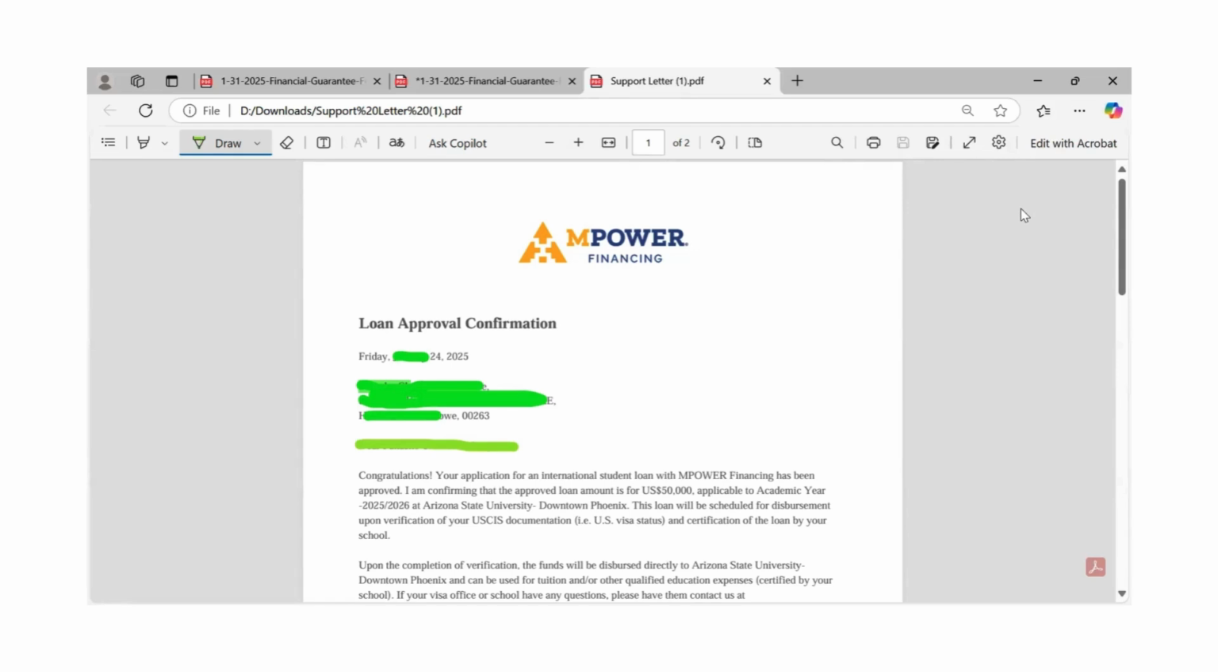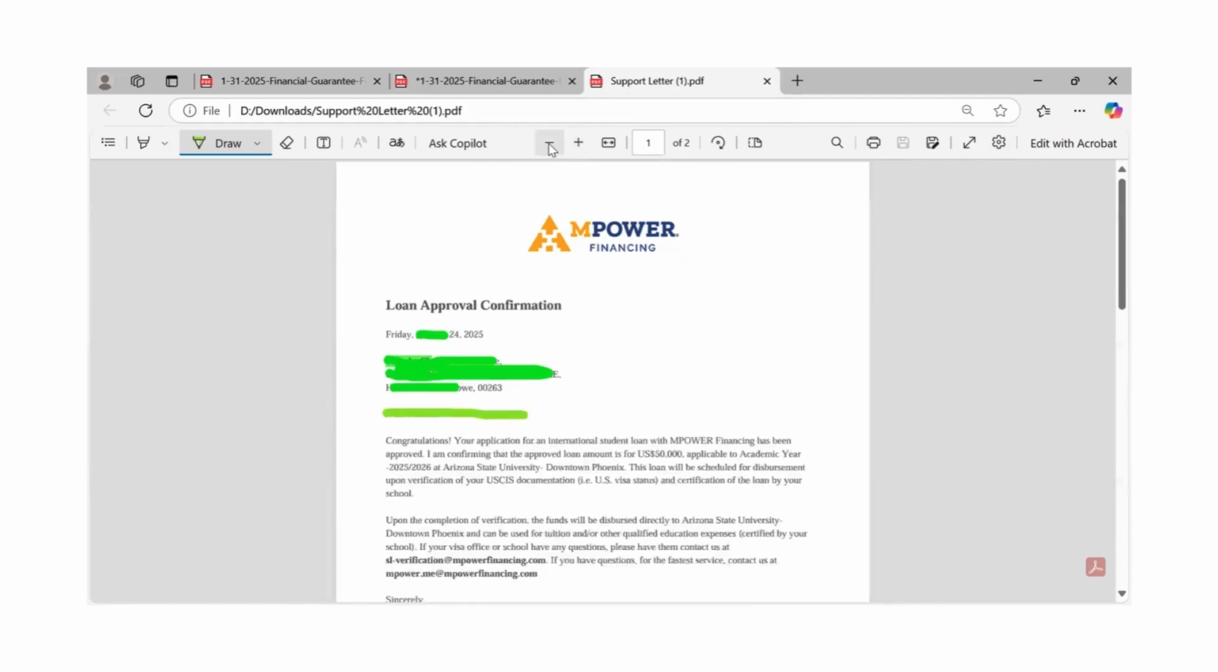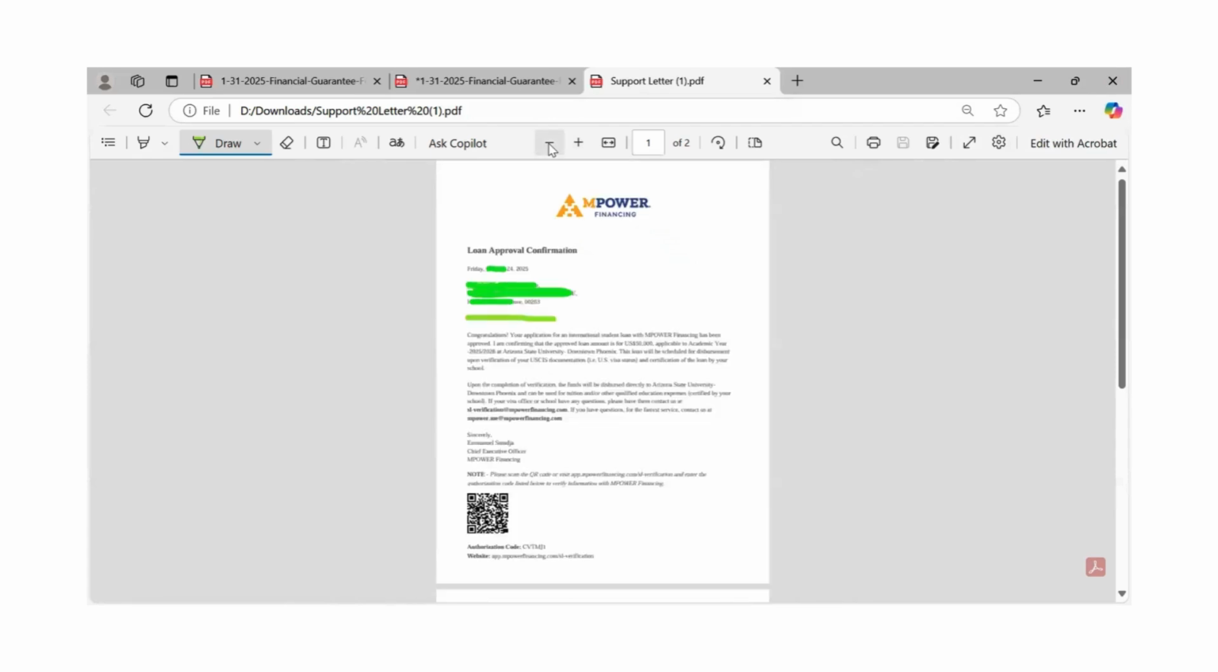So you open one of these documents. In this case, I'll open the loan approval confirmation letter. So instead of having it in a view which is 100% and big like this, you open it and then you reduce the way you view it so that it just fits into one page like this. And then once you do this, you take a screenshot, whether it's on a phone or you're using your computer. And once you've taken the screenshot, you have to save that screenshot.